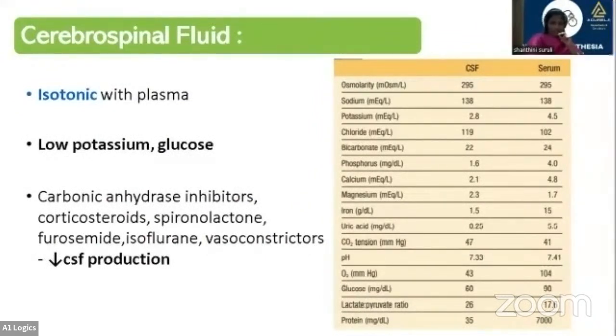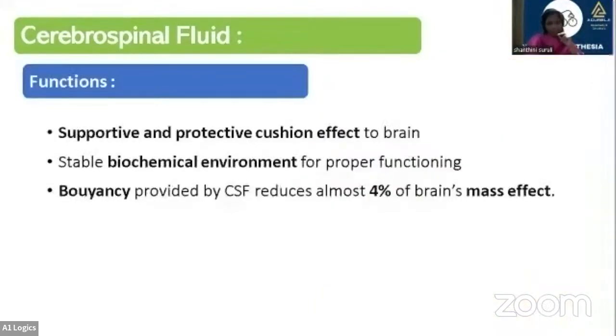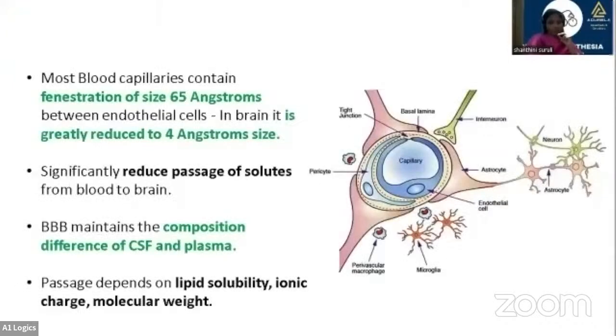Carbonic anhydrase inhibitors, corticosteroids, spironolactone, furosemide, isoflurane, and vasoconstrictors all decrease CSF production. CSF mainly has a supportive and protective cushioning effect on the brain, and the buoyancy provided by the CSF reduces almost 4% of the brain's mass effect. A stable biochemical environment is provided by the CSF for the proper functioning of the brain.